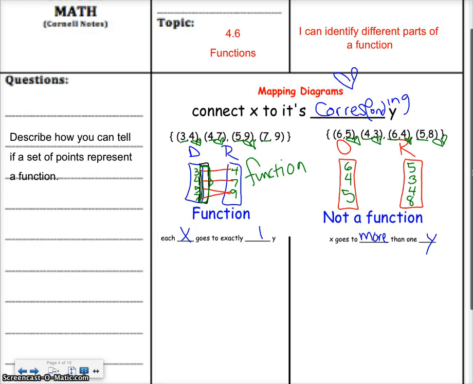Now I map. So I go back to the point. The 6 goes to a 5, the 4 goes to 3, the 6 goes to 4, so I gotta go back to the 6 and go to the 4, and the 5 goes to 8. And then I identify, is this a function? It says each X goes to one Y. So I look, how many Y's does the 6 go to? 2. So this made it not a function. It's not a function because the 6 went to 2 different things. It should only go to 1.